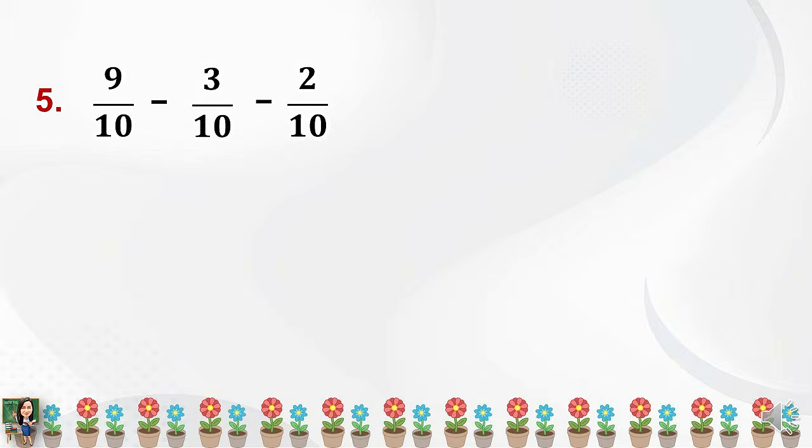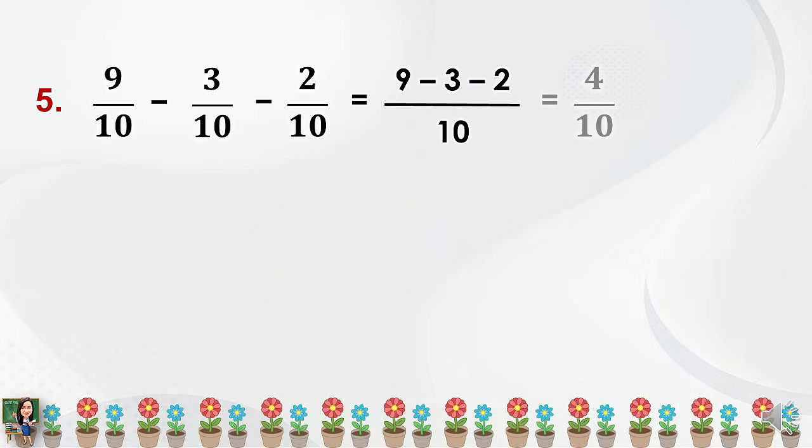Number 5. We have 3 fractions. So these are similar fractions. Then copy the common denominator 10. Equals 4 over 10. Now we can reduce this to lowest terms by getting the GCF of 4 and 10. So the GCF of 4 and 10 is 2. 4 divided by 2 equals 2 and 10 divided by 2 equals 5. So the answer is 2/5. This is the final answer.